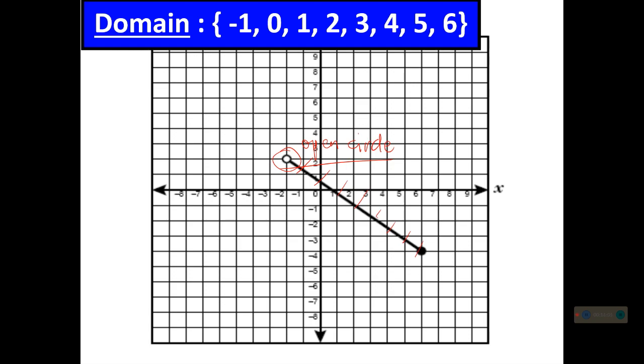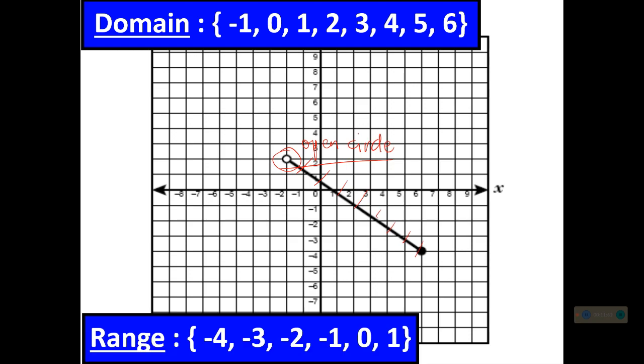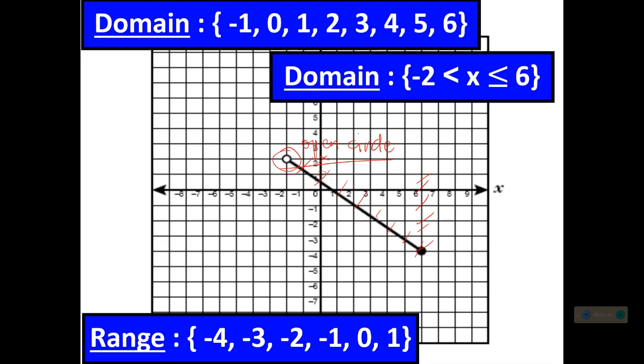And later, we are going to express that also as an inequality. So let's now have first the range. Again, the range will not include the point in the open circle. So our range will be from negative 4, then negative 3, negative 2, negative 1, 0 until 1 only. So you will not include positive 2. How are we going to express this as an inequality? We will have x is greater than negative 2 but less than or equal to 6.